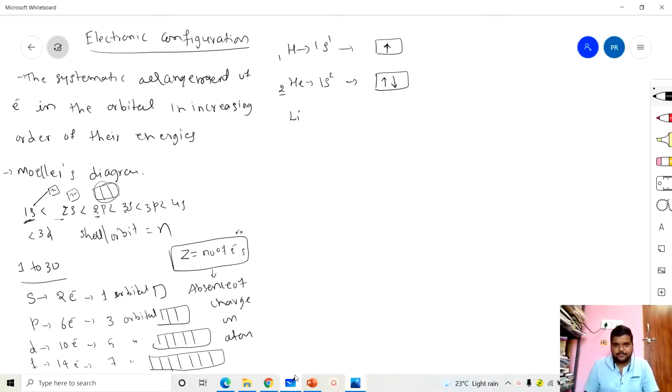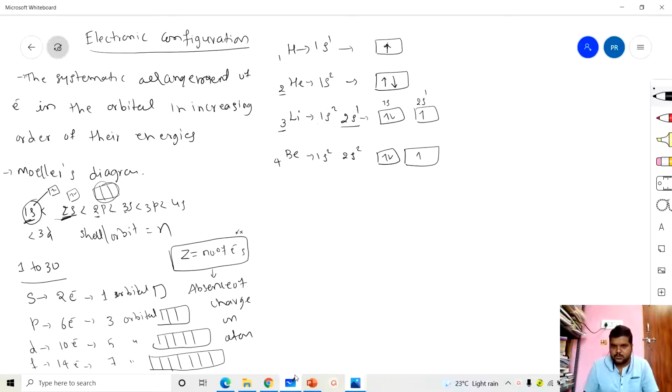Next, lithium, 3 electrons: 1s2, 2s1. Why am I writing 2s1? After 1s is completely filled with 2 electrons, the next electron enters 2s. So atomic number 3, number of electrons 3. This is 1s, and another one is 2s. 2s is also 1 orbital, 2s1. Next, beryllium, 4: 1s2, 2s2.